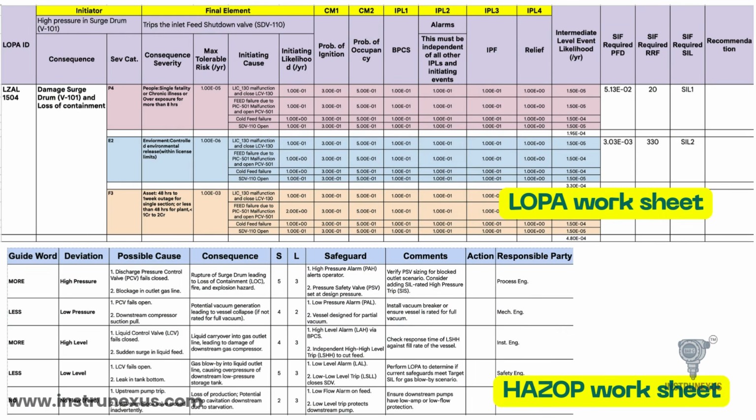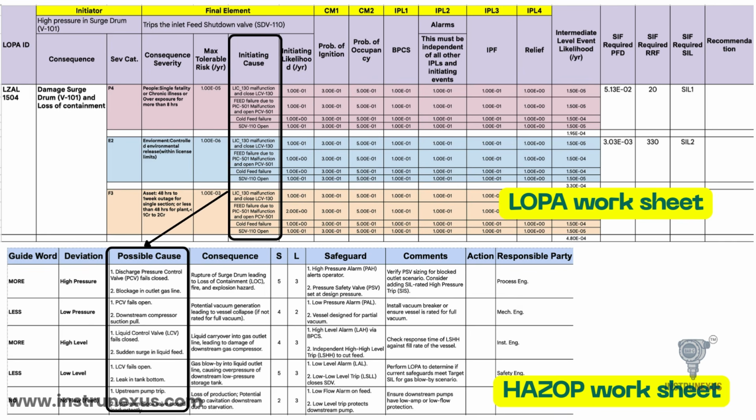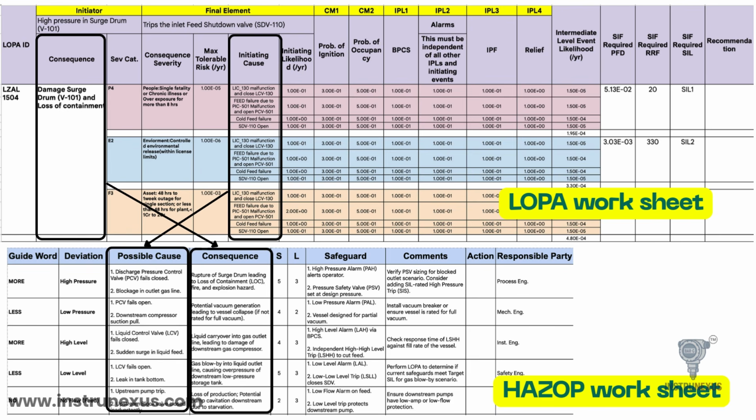The relationship between HAZOP and LOPA is a critical handover in process safety. Think of the HAZOP as the qualitative foundation. It identifies what can go wrong. It provides the raw data that feeds directly into the LOPA worksheet. As you can see in the mapping diagram, specific columns translate directly. The possible cause from the HAZOP becomes the initiating cause in LOPA. The consequence translates into the impact event, which helps us define the severity.